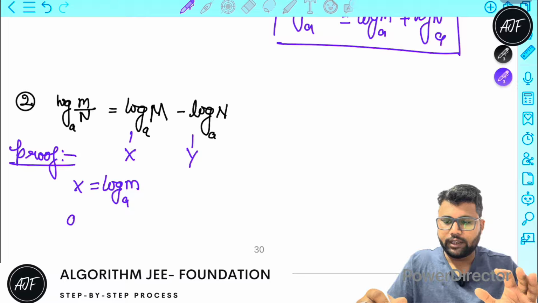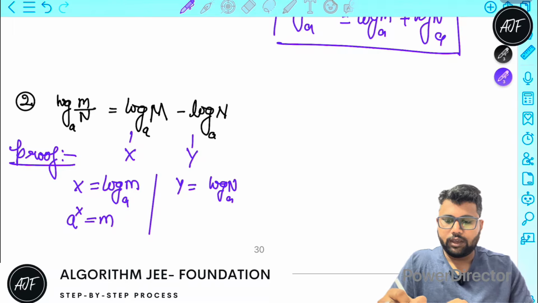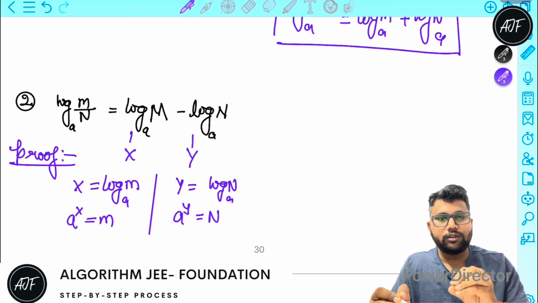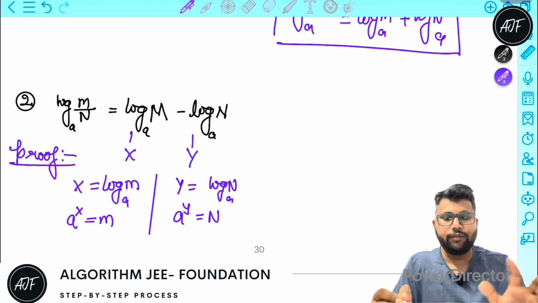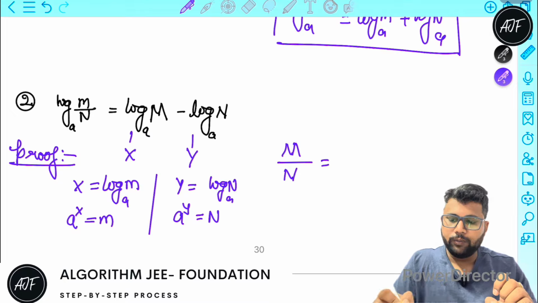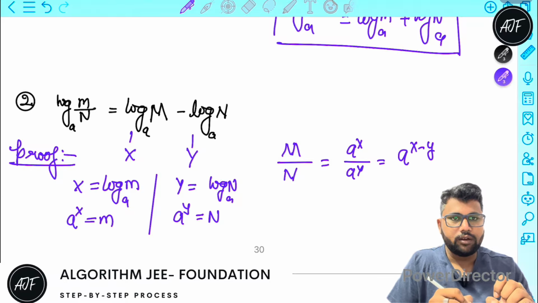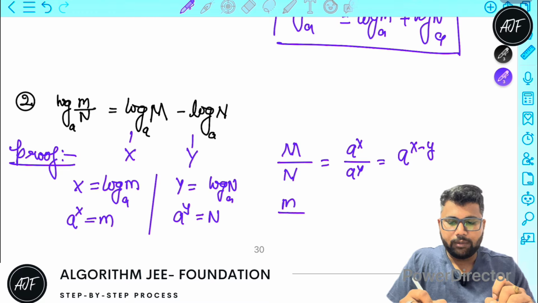Shifting a to this side, it is converted into exponential form. Similarly, y is log n base a, so n is a power y. Now we do not multiply, we divide. If you divide, then m upon n is equal to a power x upon a power y, which means a power x minus y. Yes or no? So m upon n is converted to a power x minus y.